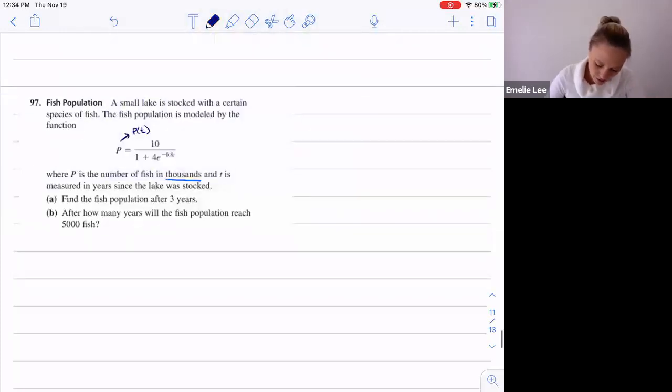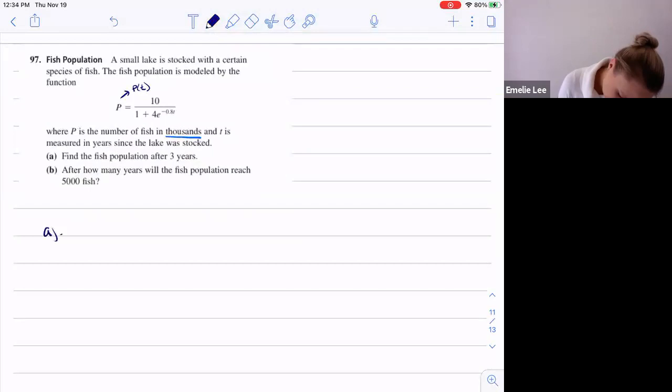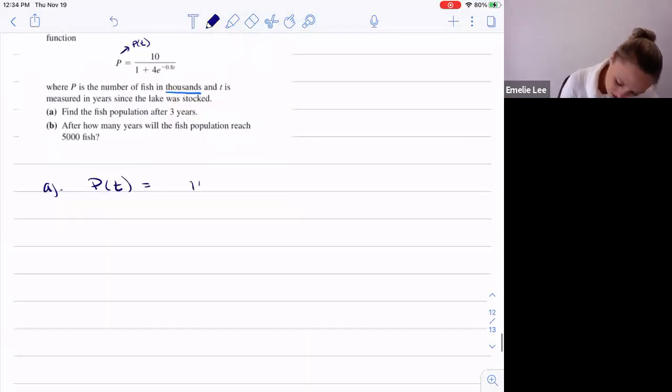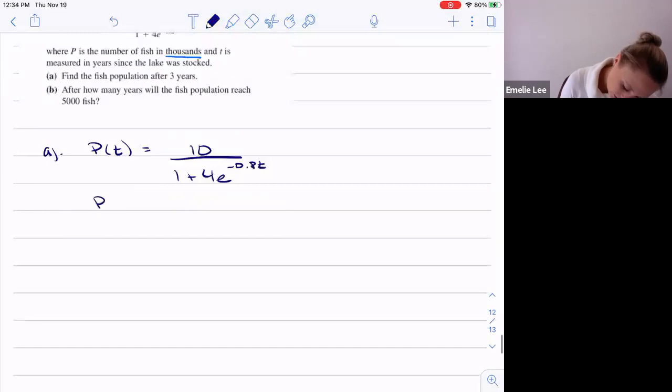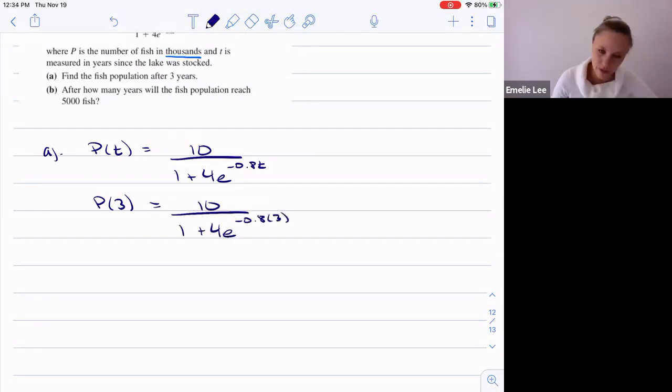So what I'm going to do in part A is all I'm finding is P of t. I'll just write out the equation here: 10 divided by 1 plus 4 e to the negative 0.8 t. And I want to find P of 3, which is 10 divided by 1 plus 4 e to the negative 0.8 times 3. These are equations that you were able to do on the test, right? So this is from a previous section, 4.3.